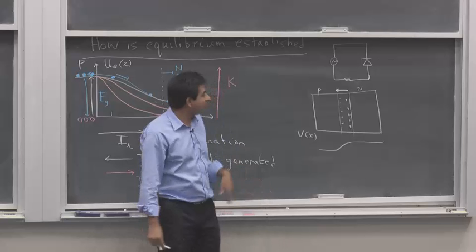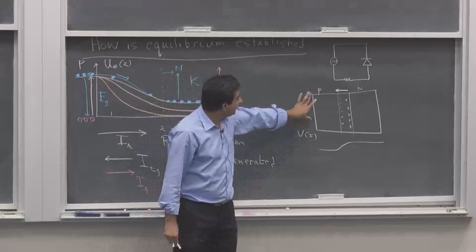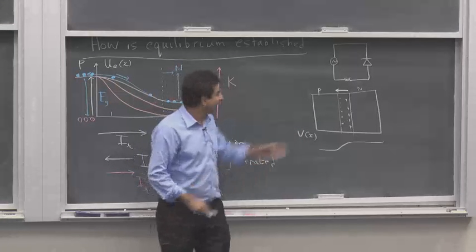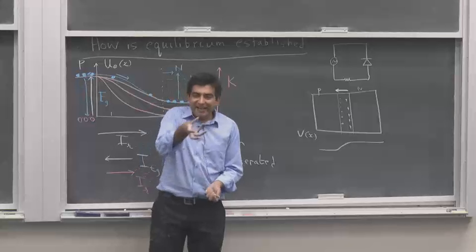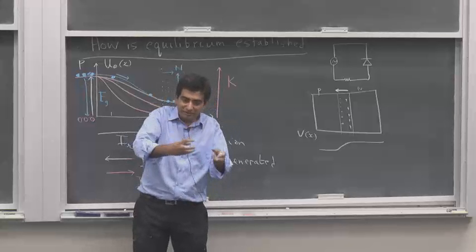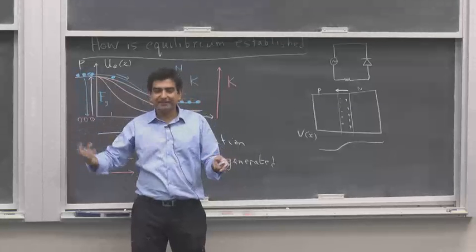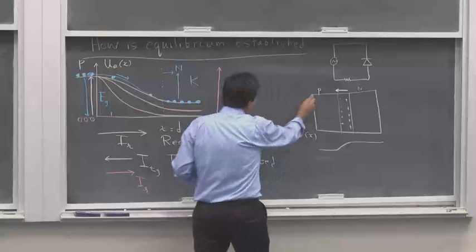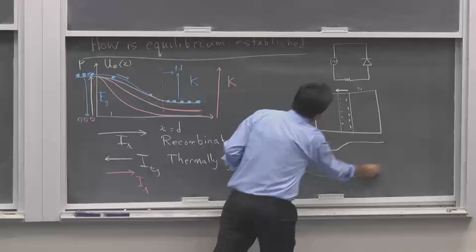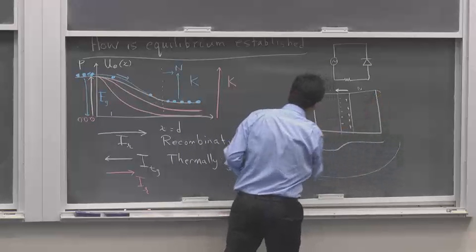Now, what I would like to do is hypothetically take this p-type material and extrude it, which means I would like to extend it, so that this p-type material just comes back here, so that I have a closed circuit.